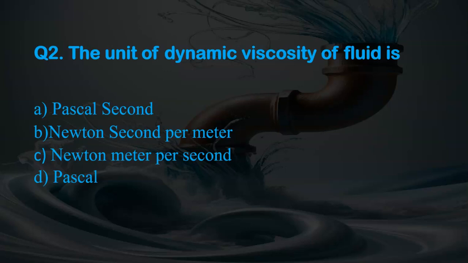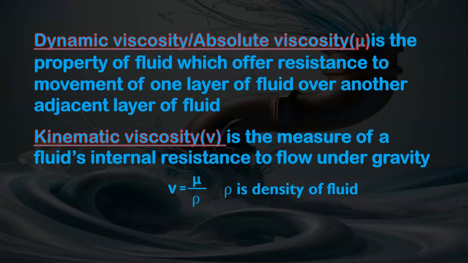Now let's move to question 2. The unit of dynamic viscosity of fluid is option A, Pascal second, option B, Newton second per meter, option C, Newton meter per second, and option D, Pascal.